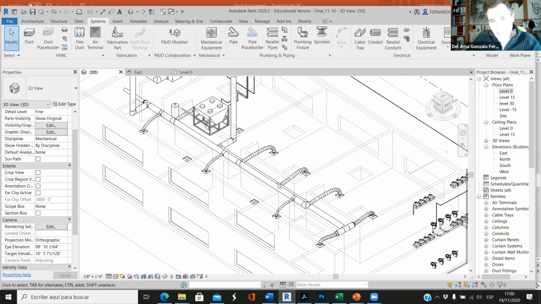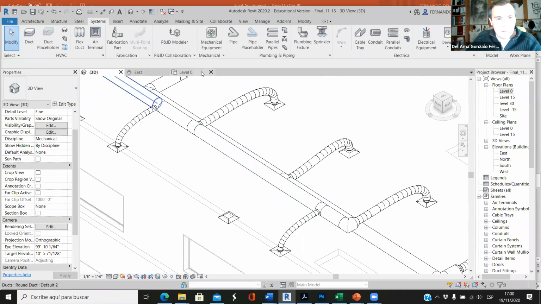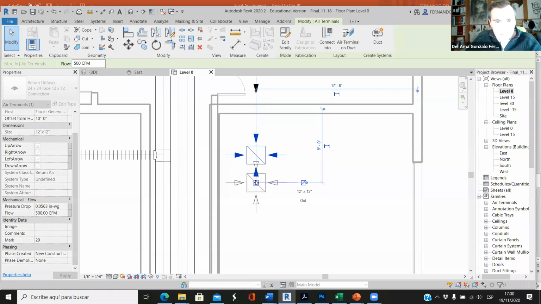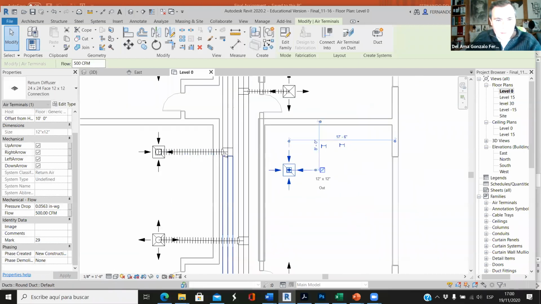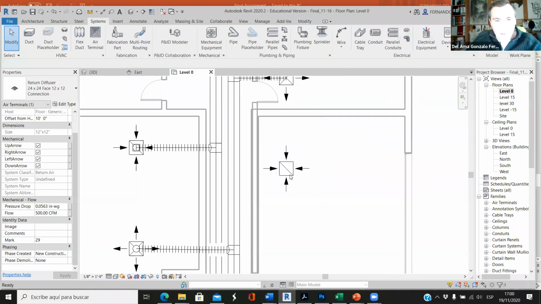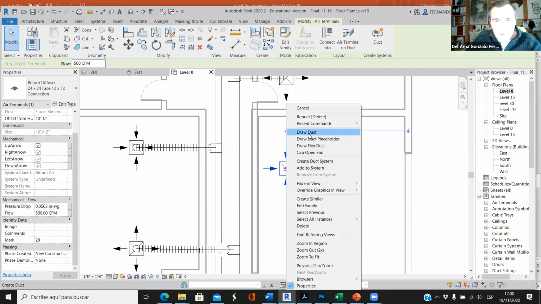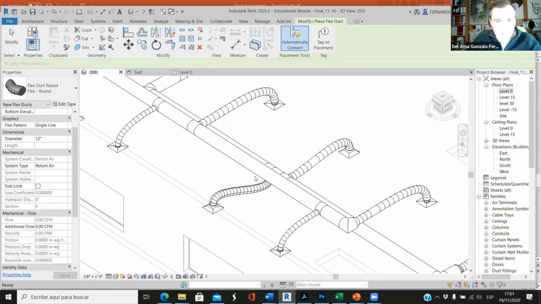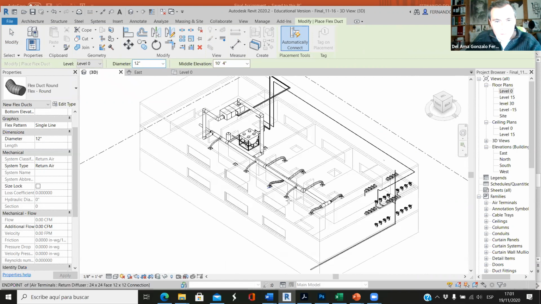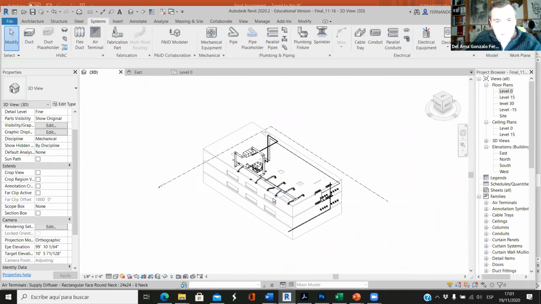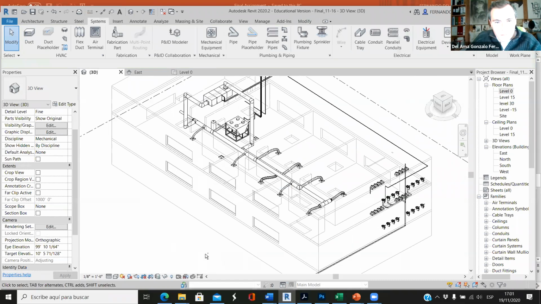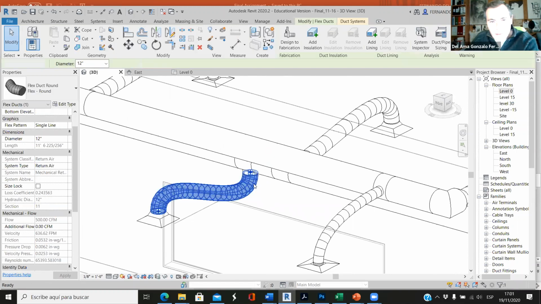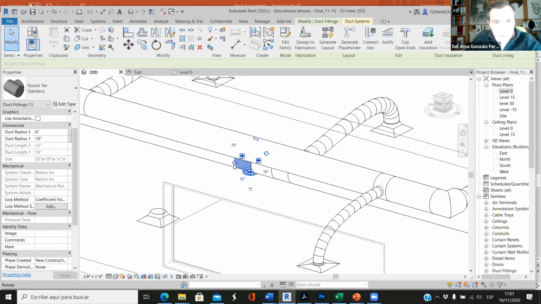If it's too complicated, we always can move this so that I avoid this intersection with three things on the same point. So let's do this, draw flex duct, connect it here. Let's see what happens. Okay, I don't like it. I have to rotate this one.